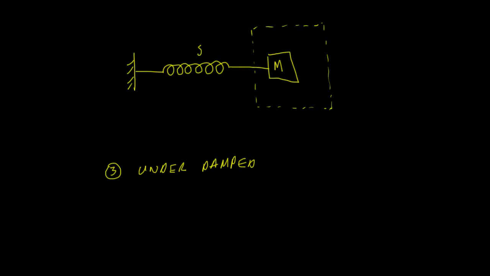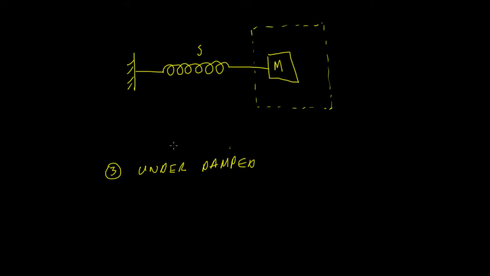This is video 3 in the set of videos on the damped harmonic oscillator. So in this video we're going to look at an underdamped system. So we have a spring and we have a mass, and the mass sits in a viscous fluid and the spring is attached to a fixed point at one end.